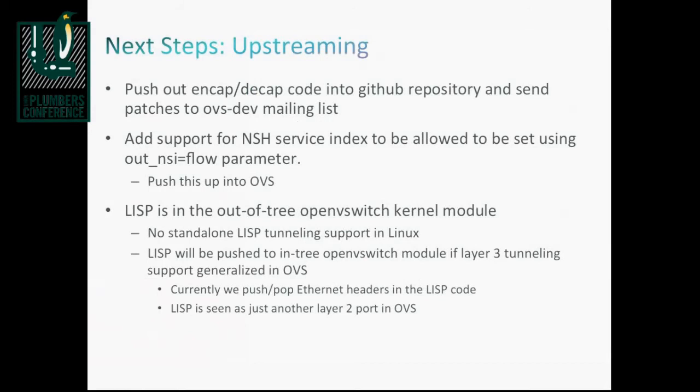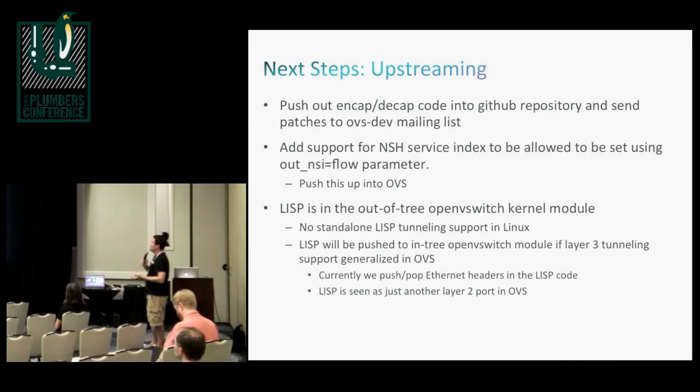So the next steps are the code. We were going to push the code last week, but in testing it, after the latest rebase, we hit a bunch more problems. It may actually have been pushed this morning. I'm not sure, but we're hoping to get it out, if not this morning, soon as well, and then start iterating over it. Mostly we're looking for OVS people to review it and have a look and provide feedback. The other thing we're looking at doing is adding support for this NSH service index to be allowed to be set using this parameter as well, so we can set that as a flow parameter as well.